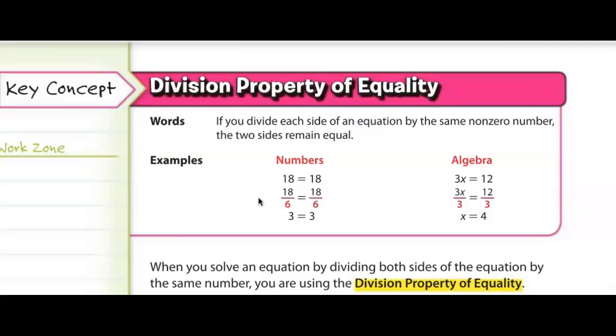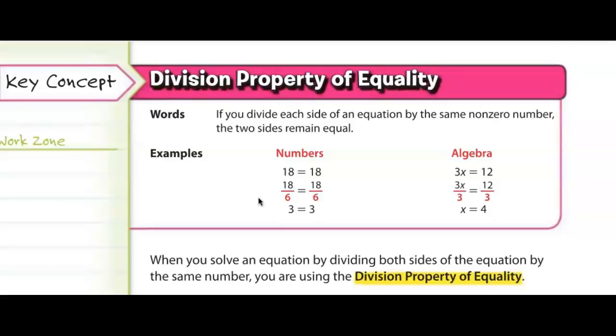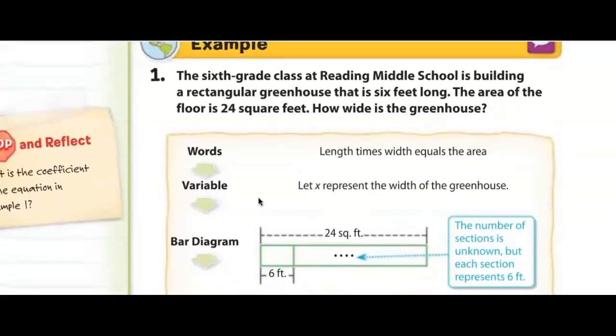Okay. So when you solve an equation by dividing both sides of the equation by the same number, that is the division property of equality. All right, so we're going to look at an example that the textbook has already done for us. And you'll see it says the 6th grade class at Reading Middle School is building a rectangular greenhouse that is 6 feet long, and the area of the floor is 24 square feet. How wide is the greenhouse?